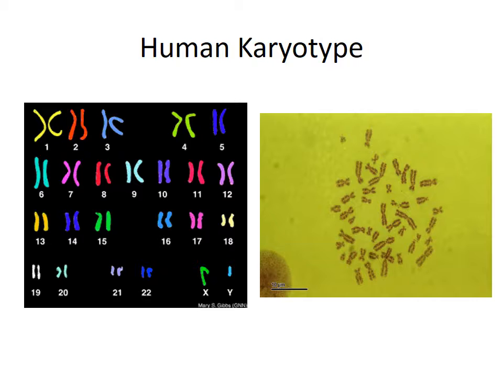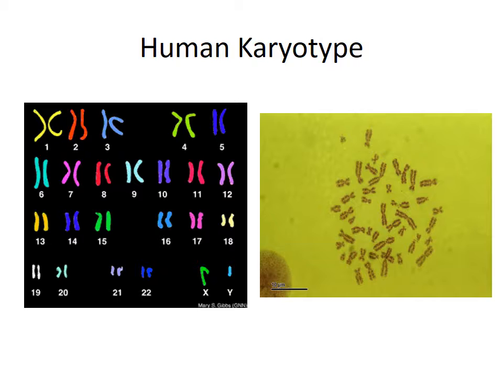So we have 22 pairs. There's one pair, two pairs, pair number three, pair number four, and so on. We have 22 pairs of what we call the autosomes, the non-sex chromosomes, and one pair of sex chromosomes. Soma means body. These have been tagged with a fluorescent protein that we've isolated from jellyfish.